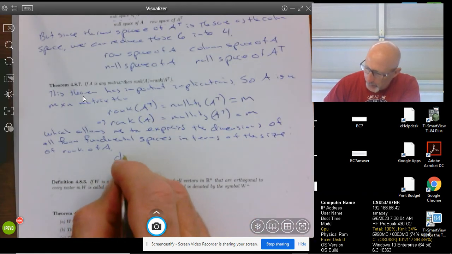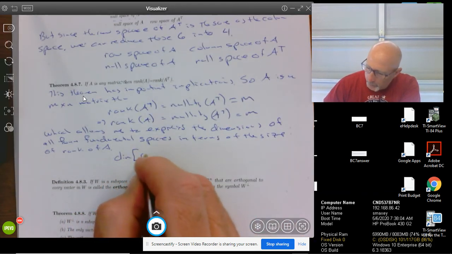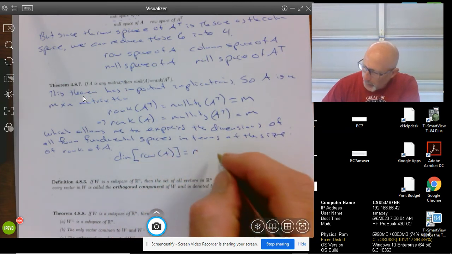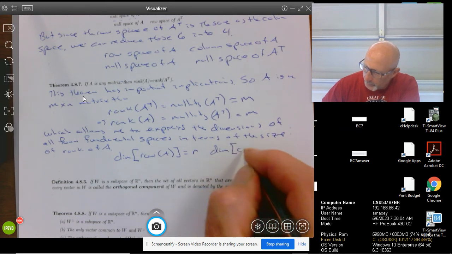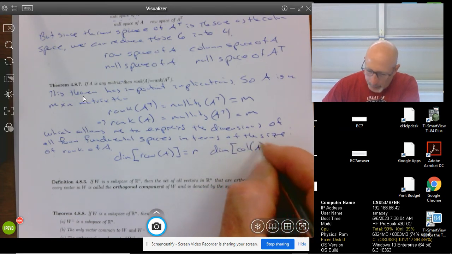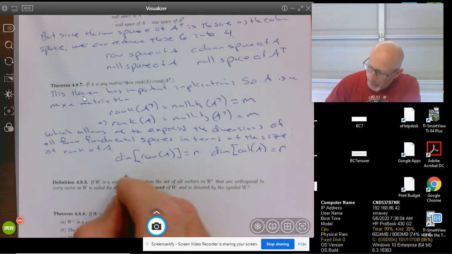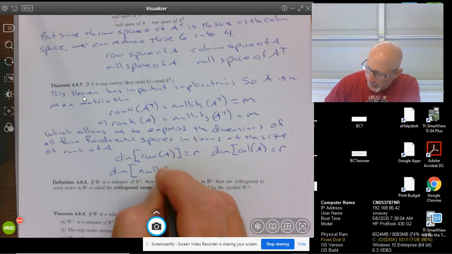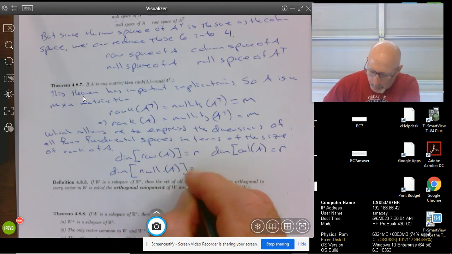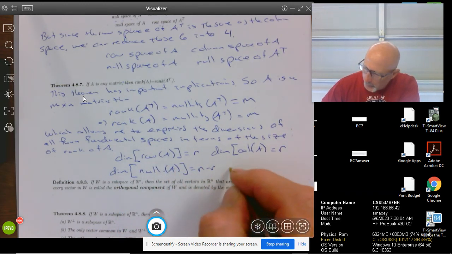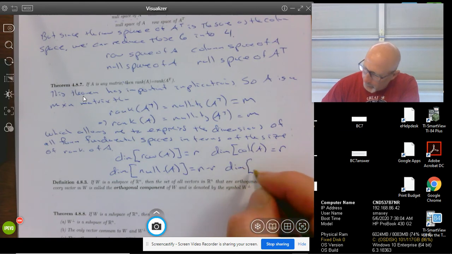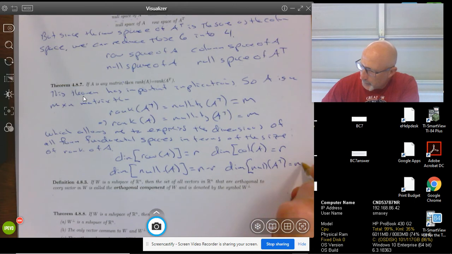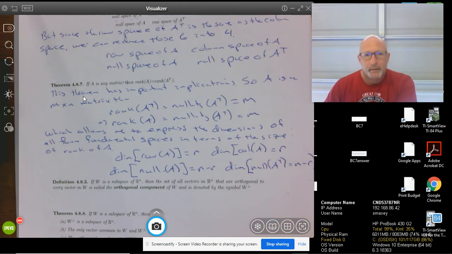I know that the dimension of the row space of A is equal to r. I know the dimension of the column space of A is also equal to r. I know the dimension of the null space of A is equal to n minus r. And I know the dimension of the null space of A transpose is equal to m minus r.